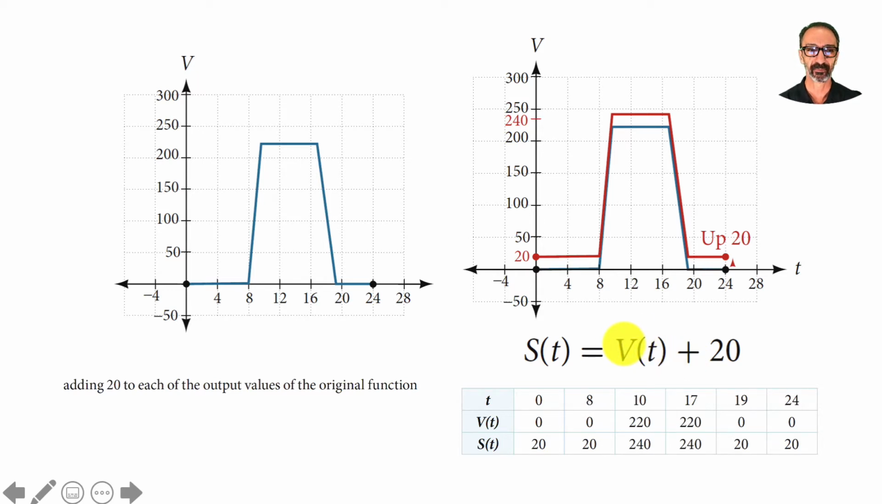For example, at the origin we have 0, 0. So 0 for t, v of t is 0. Now s of t will be 20. Because you are here, you're adding 20. You go up to 20. 0 will be 20, 220 will be 240, and so on. If this is 220 originally, I should go up to 240. Everything gets shifted. The best way to do it is, if it's a graph, take the major points, the corner points, and the rest will follow.